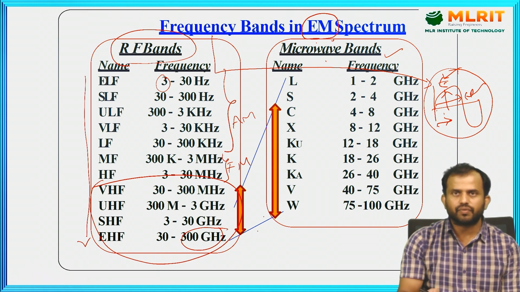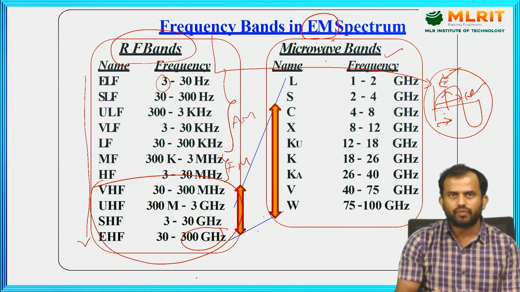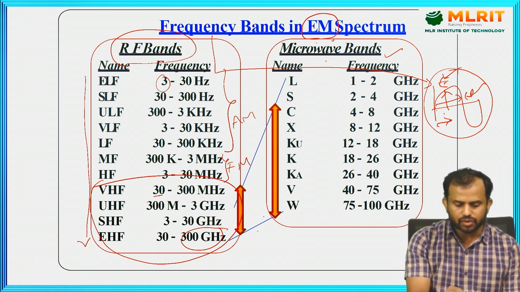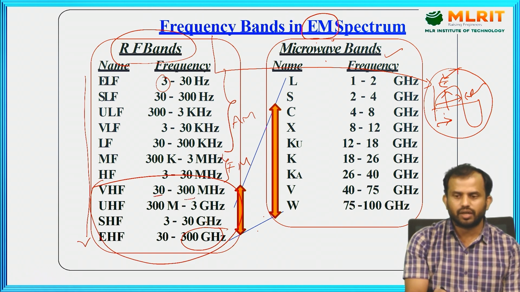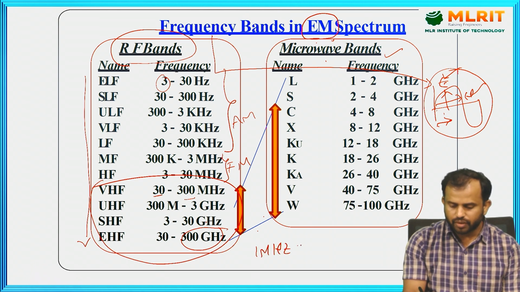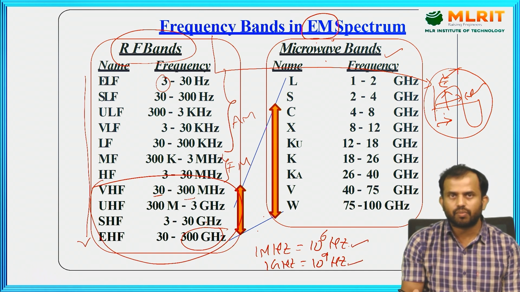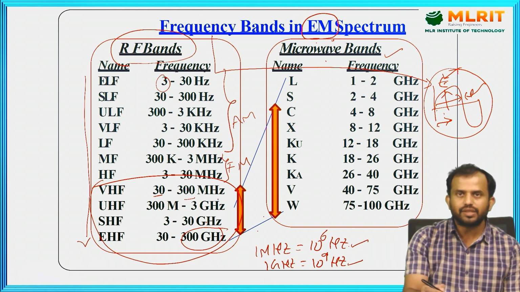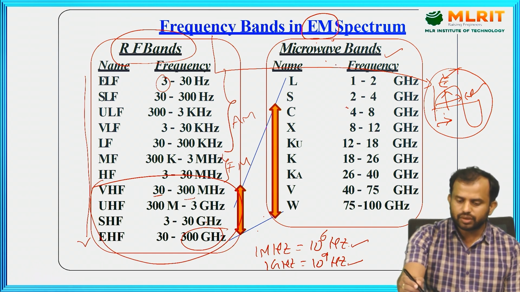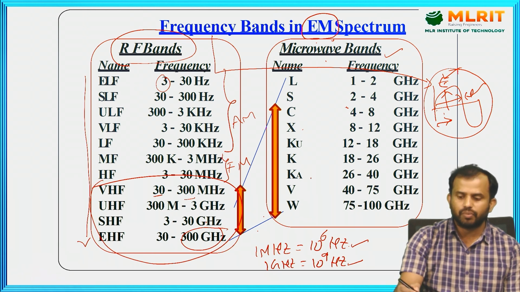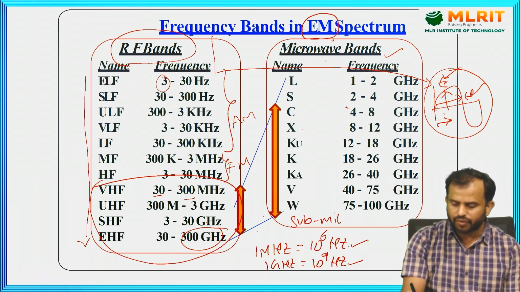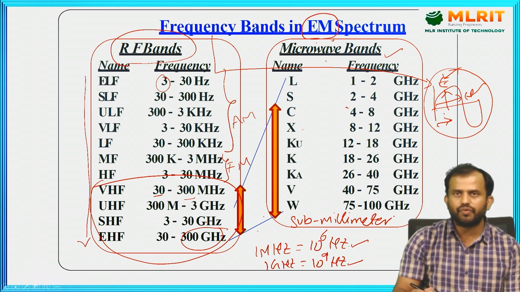With these frequency ranges, there is a very huge frequency range structure, for example 30 MHz to 300 MHz, and 3 GHz. Here 1 MHz is equal to 10 to the power of 6 Hz, and 1 GHz is equal to 10 to the power of 9 Hz. Since this is a very huge amount of frequency, we segregate it into the microwave frequency band. These bands, which are the L band, S band, C band, X, Ku, K, Ka, V and W, and the sub-millimeter and millimeter range frequencies, we call the microwave frequency range.